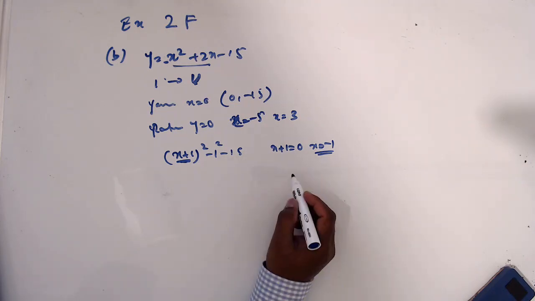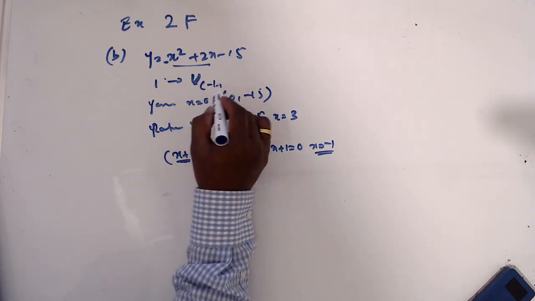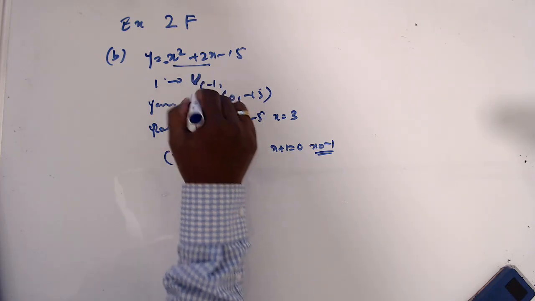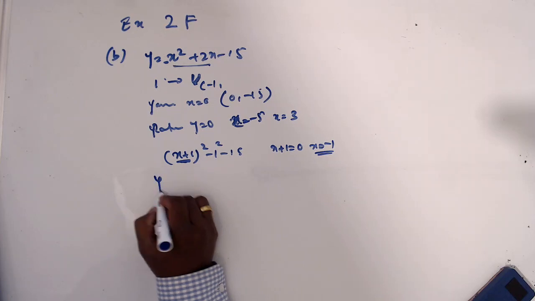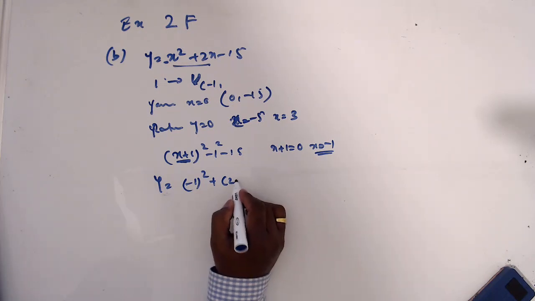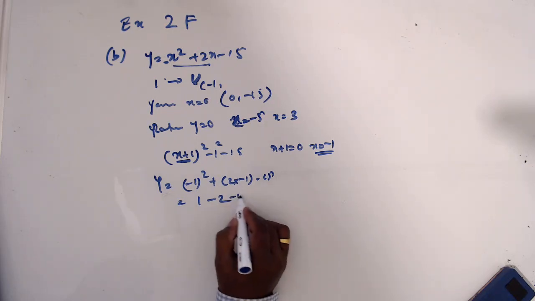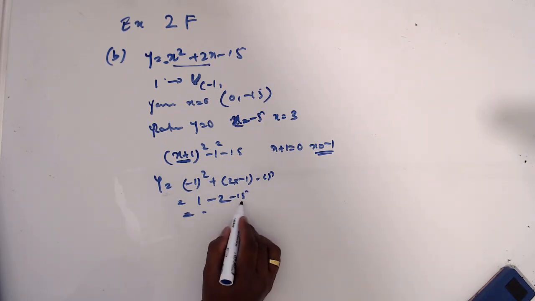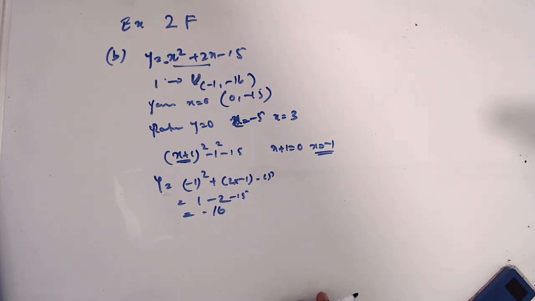When x equals minus 1, the turning point should be on the symmetric line, and we'll find the y value. y equals minus 1 square plus 2 times minus 1 minus 15, which is 1 minus 2 minus 15, which is minus 16. So this value is minus 16. So we can sketch like this.